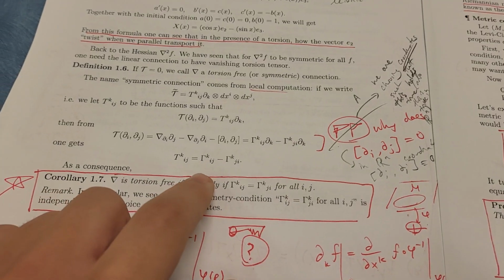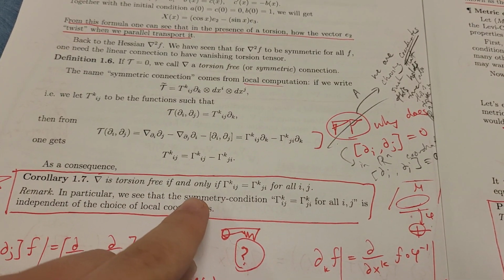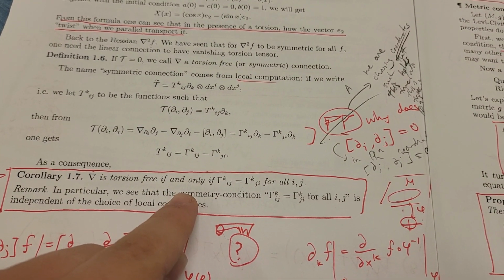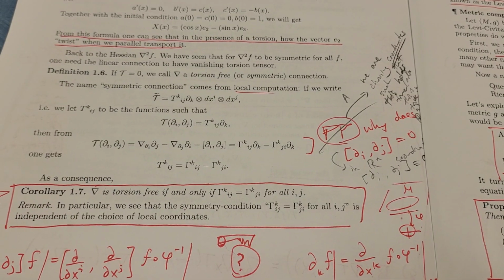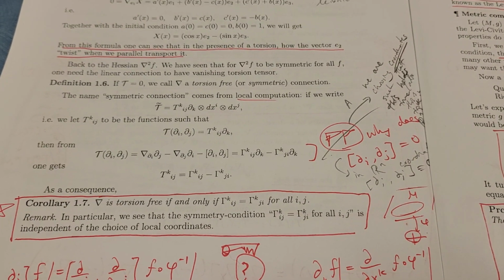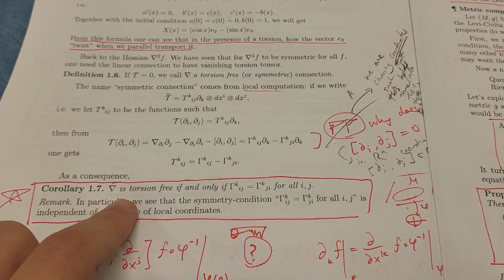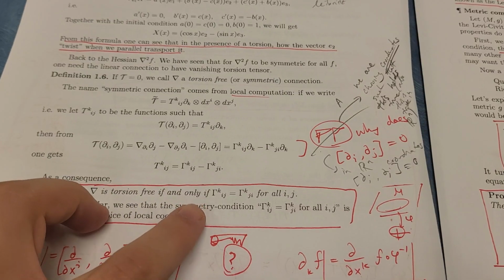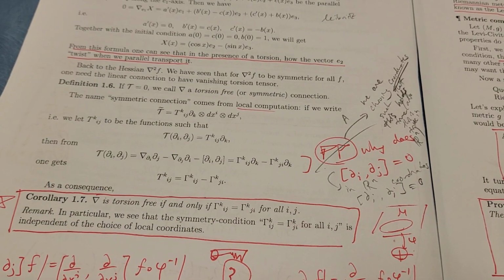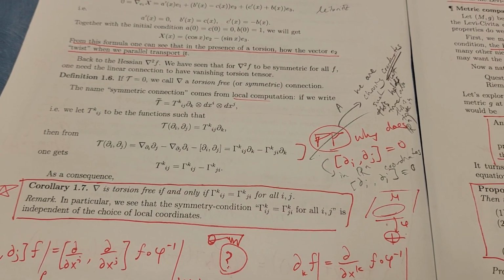Okay, so basically, in coordinates, we recognize that we need the Christoffel symbols to commute in the bottom two indices to make the connection torsion-free. Okay, so that's this corollary, that nabla is torsion-free if and only if the Christoffel symbols commute in the bottom two indices. Okay, all right.